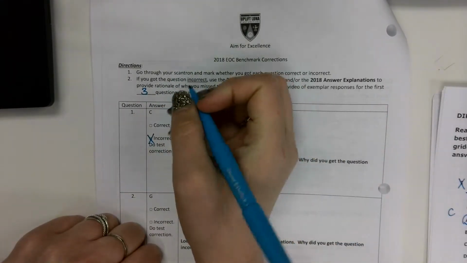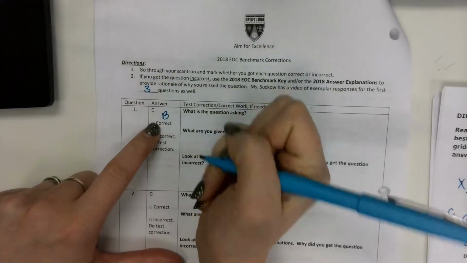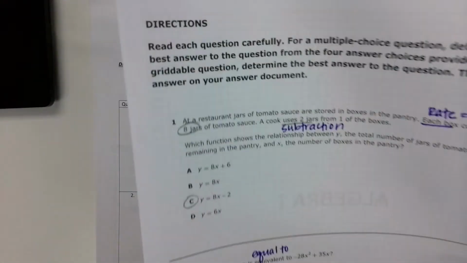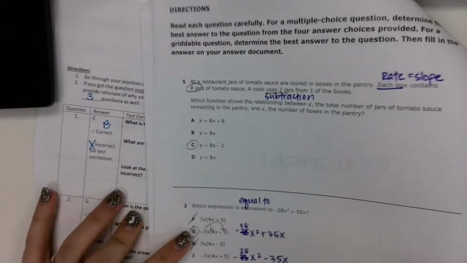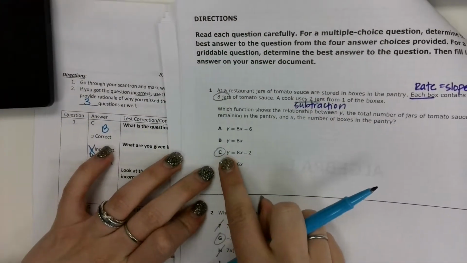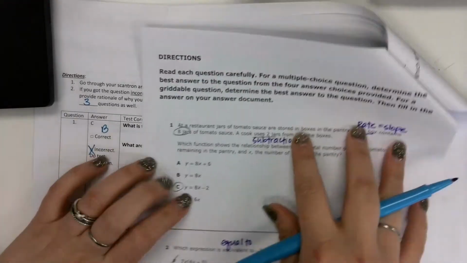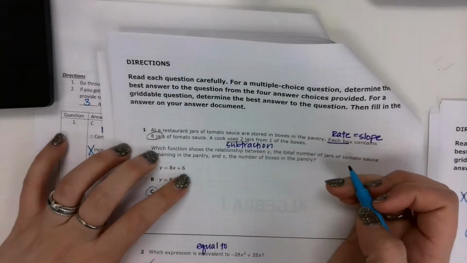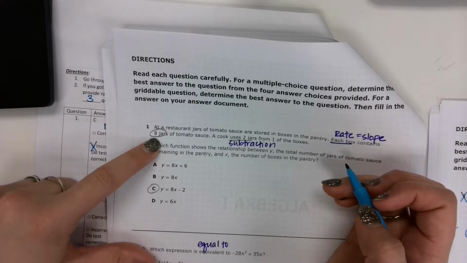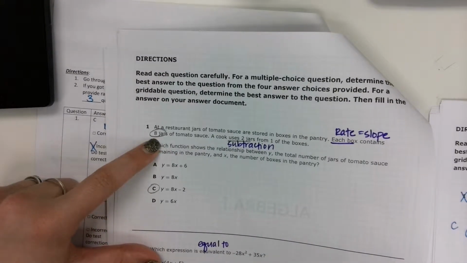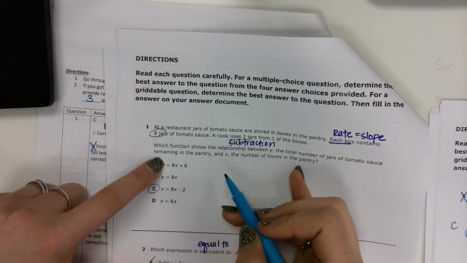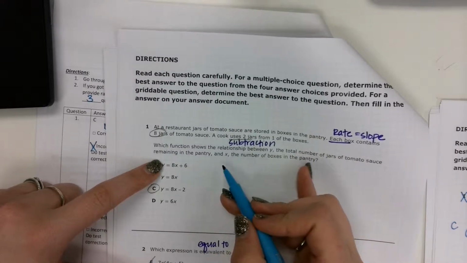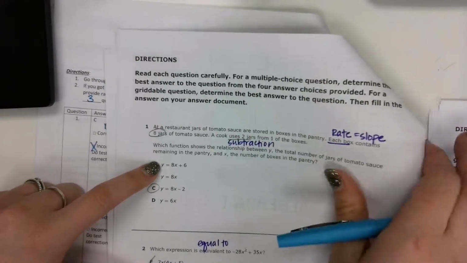Let's say that I put B. The correct answer was C. Now if I'm looking at my test booklet, this is my answer key, so of course I'm going to have the correct answer marked here. It says, at a restaurant, jars of tomato sauce are stored in boxes in the pantry. Each box contains 8 jars of tomato sauce. A cook uses 2 jars from one of the boxes. Which function shows the relationship between Y, the total number of jars of tomato sauce remaining in the pantry, and X, the number of boxes in the pantry?